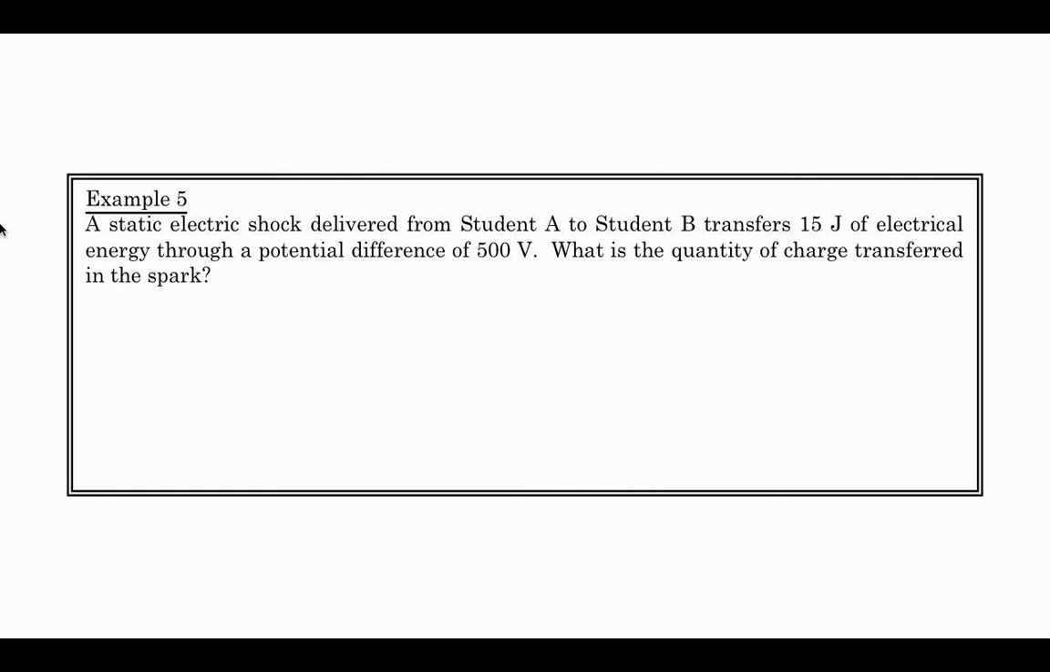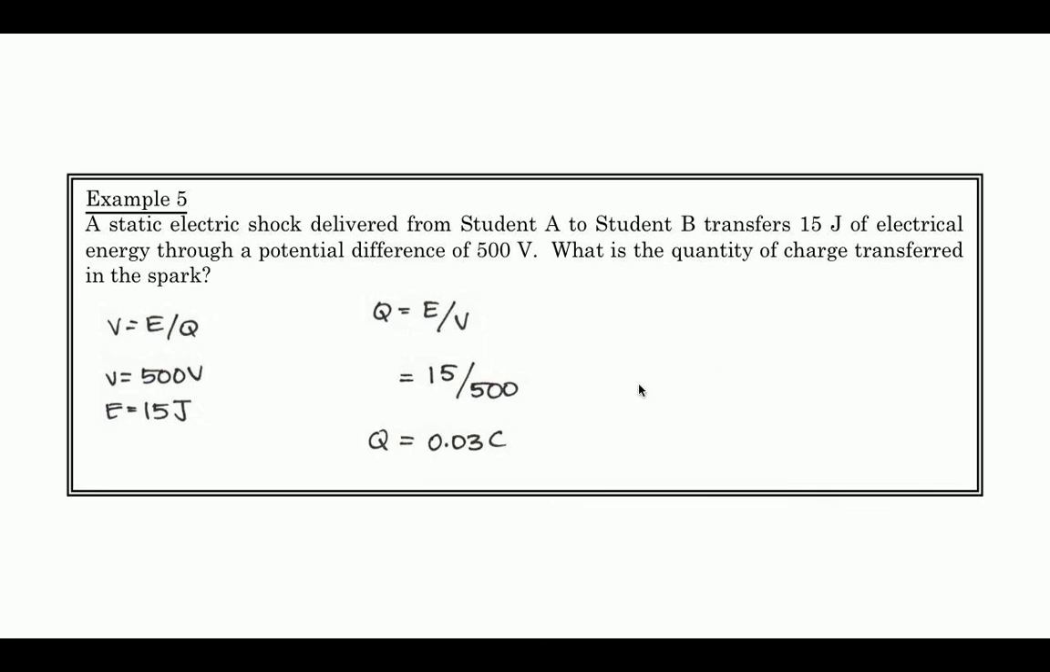A static electric shock delivered from student A to student B transfers 15 joules of electric energy through a potential difference of 500 volts. How much charge was transferred in that spark? The potential difference between the two students is 500 volts, and 15 joules of electrical energy were transferred. How much charge is that? So I've got 500 volts and I've got 15 joules. I can, of course, rearrange. 0.03 coulombs is what's transferred.